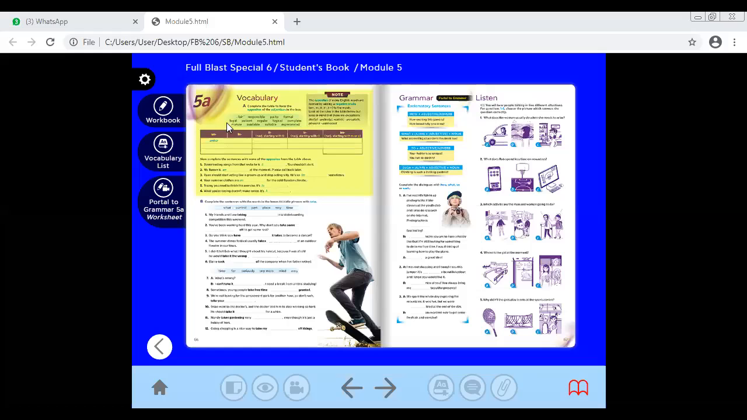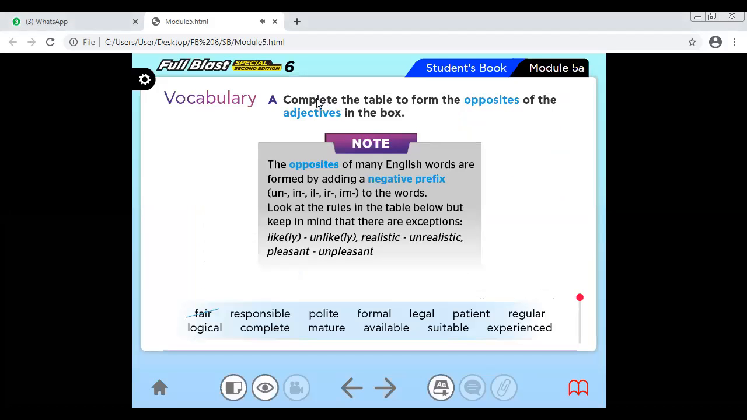Open your book, page 66. Okay, we will study page 66. So we will start with the vocabulary. Complete the table to form the opposites. What are the opposites? The contrary of a word, opposites. Okay, complete the table to form the opposites of the adjectives in the box.